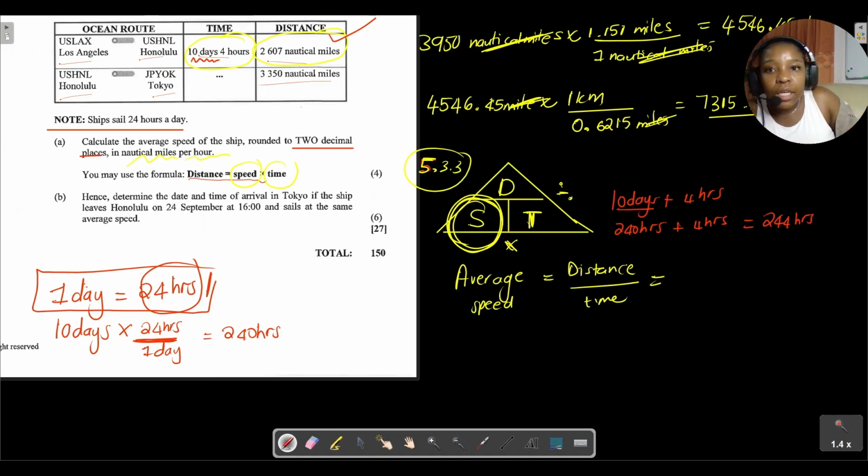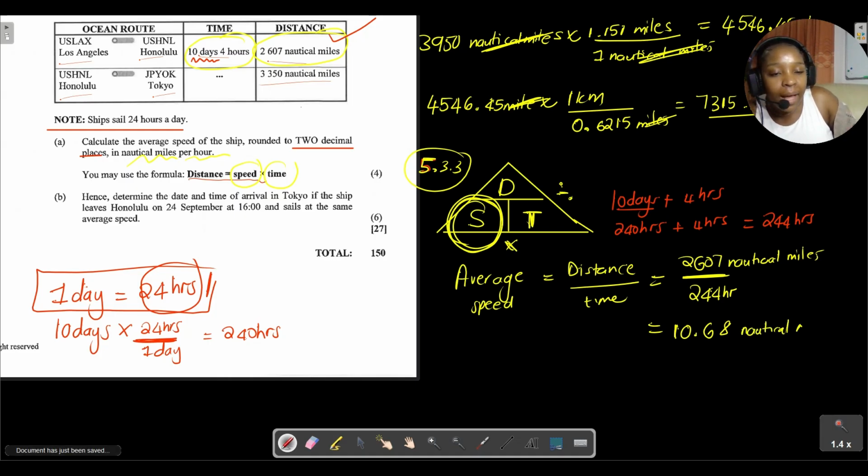What's my distance? 2,607 divided by, what's my time? 244 hours. The distance is in nautical miles. Punch into your calculator 2607 divided by 244. What are we getting? We are getting 10.68. We're going to round it off to 2 decimal places. Nautical miles per hour. Done.